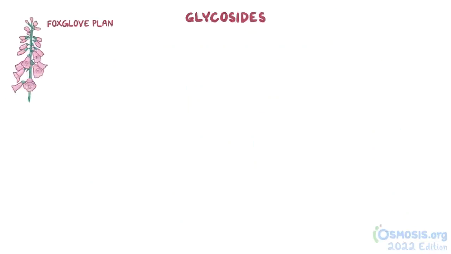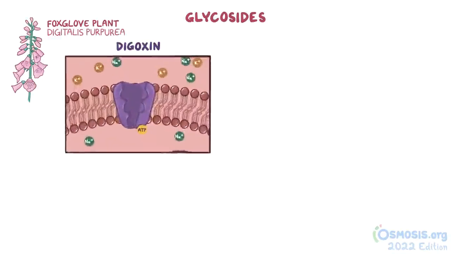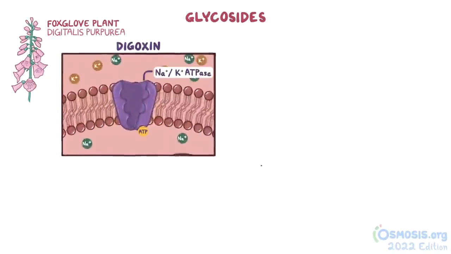Another way intracellular calcium can be increased is with a class of drugs called glycosides. They are extracted from the foxglove plant Digitalis purpurea. The most commonly used glycoside is digoxin, and it works by inhibiting the sodium-potassium ATPase located in the cell membrane of the cardiomyocyte by binding to the extracellular potassium binding site.